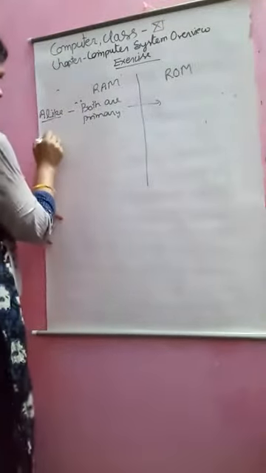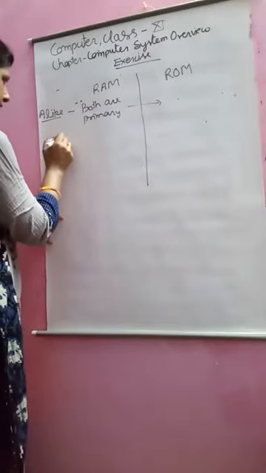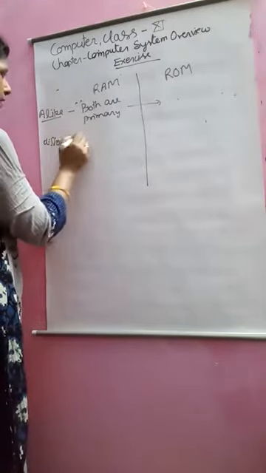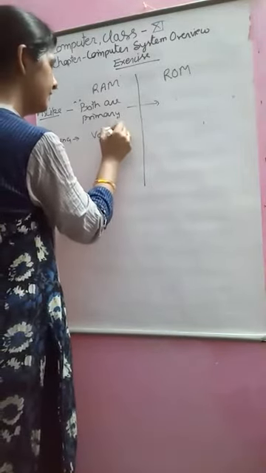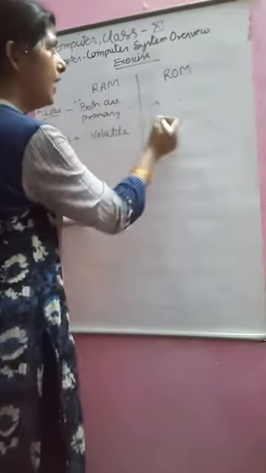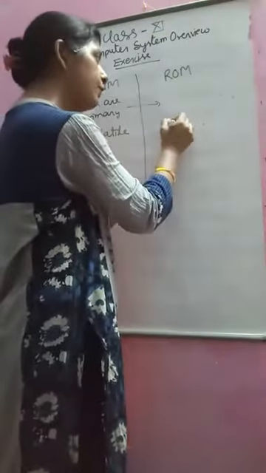Difference. First difference, RAM is volatile and ROM is non-volatile.